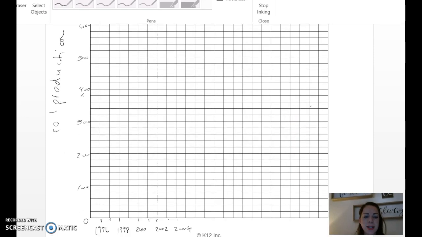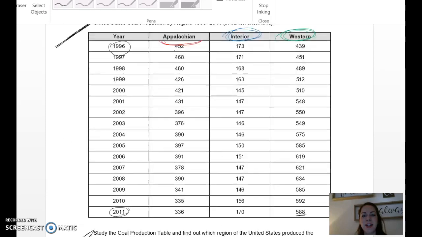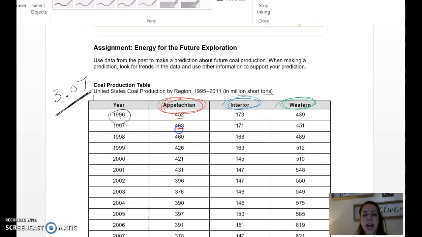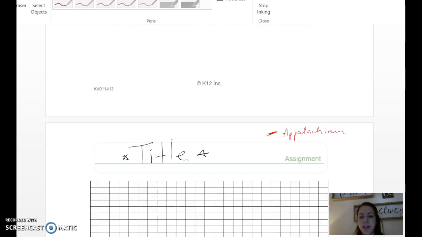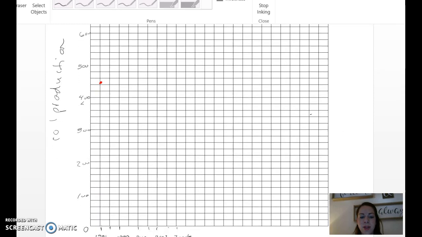So in 1996, it was 452. So here's 400 up here. So 20, 40, and that's 60. So 452 would be somewhere right around here. I'm going to make that dot nice and big. Okay, I'm going to scroll up and find 1997. 468. Okay, so let's find 1997 right here. 468 would be right about here.